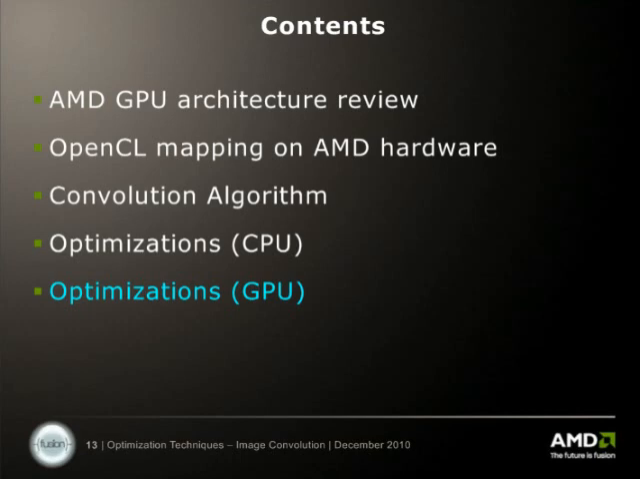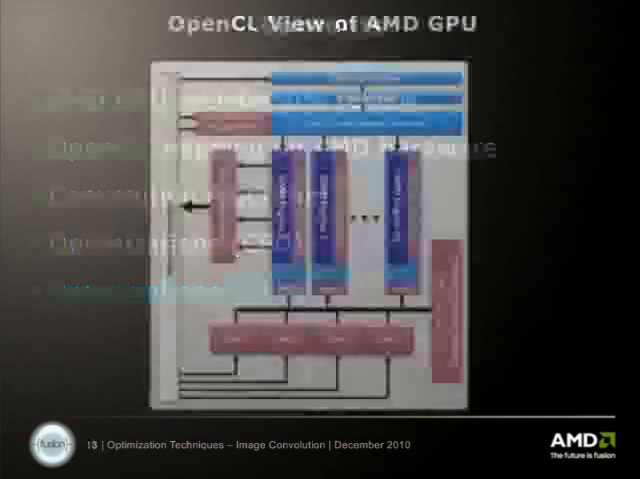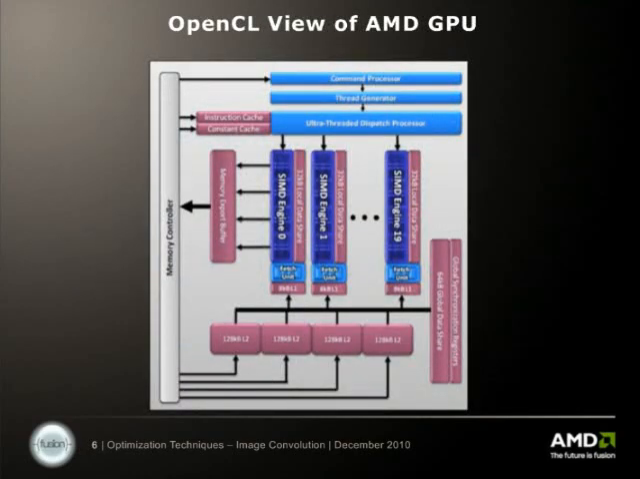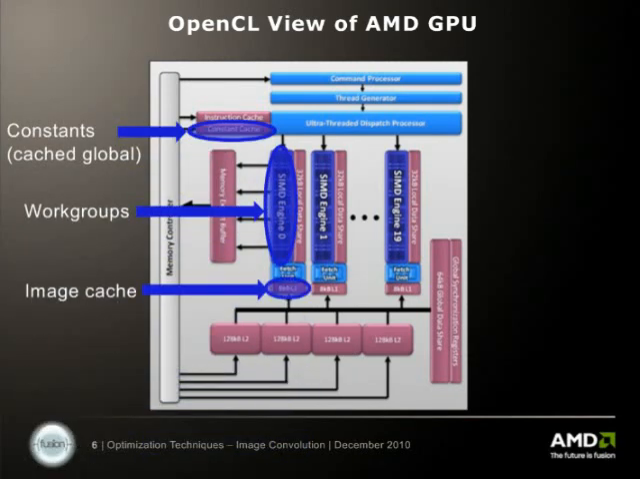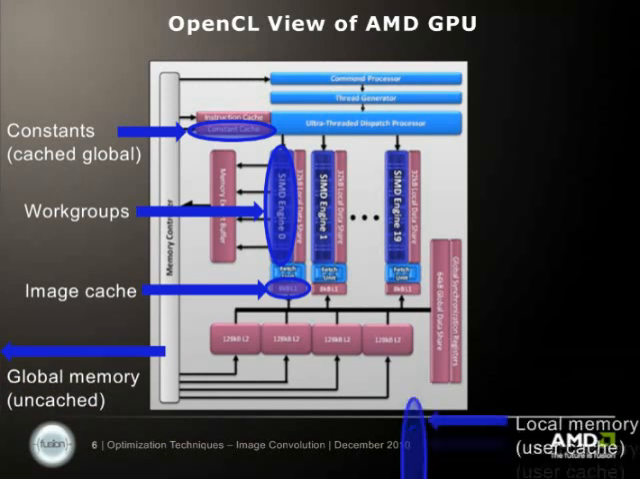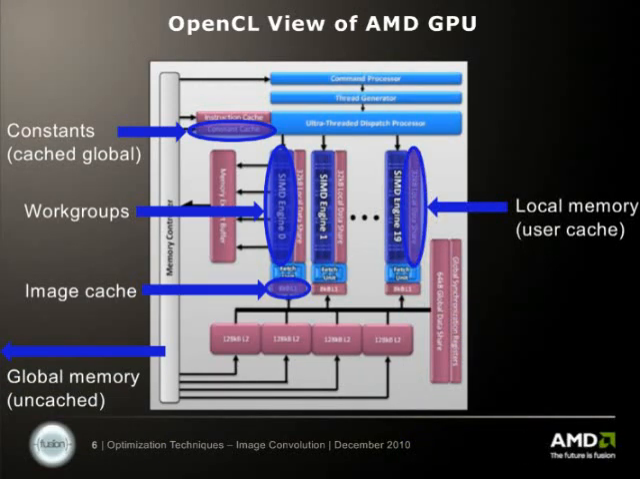All right, so now finally we come to the interesting part, which is optimizations on the GPU. Let's remember now, I want to go back and reiterate what we have on our SIMDs, because this is quite important. The two things I want to highlight are the image cache and the local memory, or the user cache.